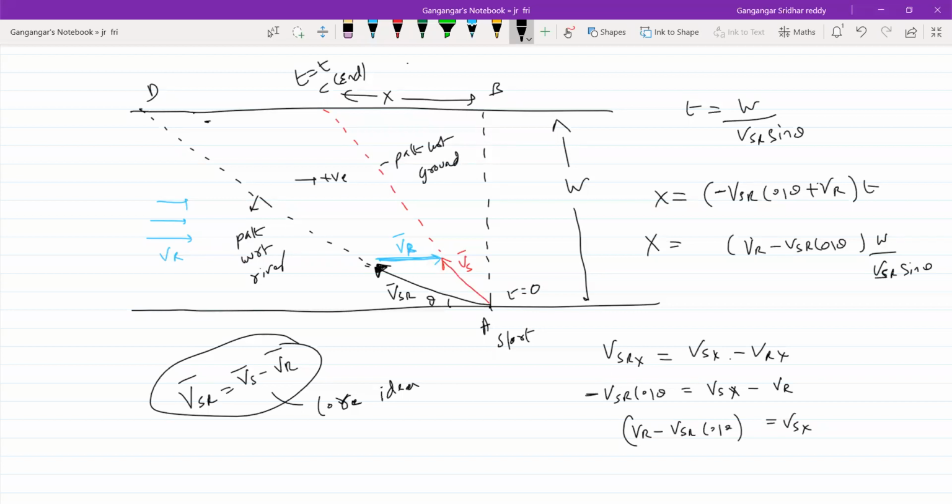The same earlier method. VSR cos theta is towards left, so take help of sign. So this should be positive. Is it okay? I just took help of the basic formulas. You need not make a guess of anything.